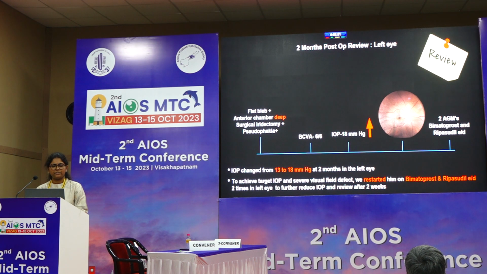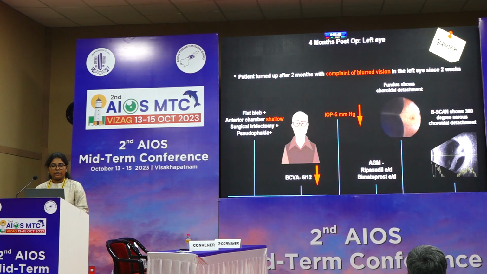So in order to achieve the target IOP and considering a severe visual field defect, we restarted him on bimatoprost and ripasudil, which he was using previously before surgery. We asked the patient to review after 2 weeks, but the patient was lost to follow-up. 2 months later, he came with a complaint of blurred vision in his left eye for the past 2 weeks. The anterior segment shows a shallow anterior chamber, his visual acuity had decreased from 6/6 to 6/12, and his IOP had dropped to 5 millimeters of mercury.